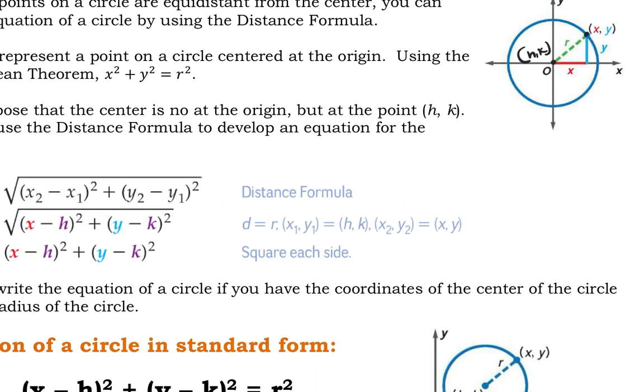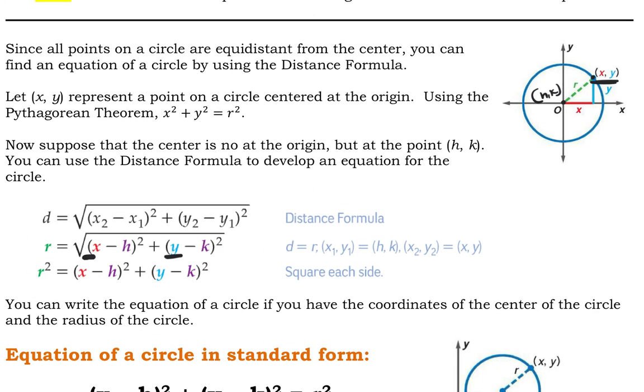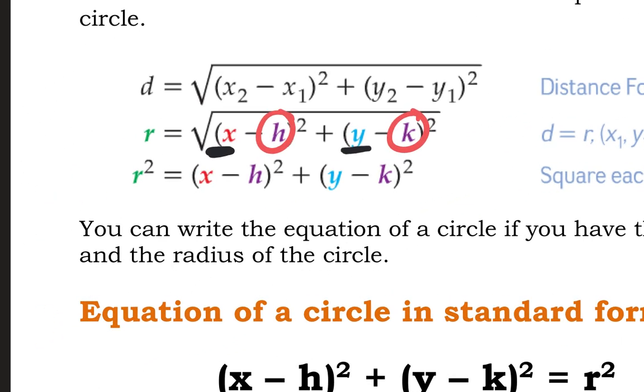Now, what they did here is they used the distance formula to find the radius. All right, so they use a given point which is your x and y. So here we have x and y. And then the h and k, these represent your center. Now, all they did to create this, the formula we use for the equation of a circle, is they just got rid of the square root.